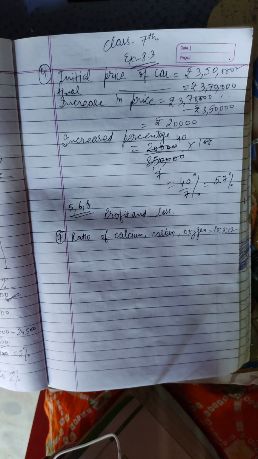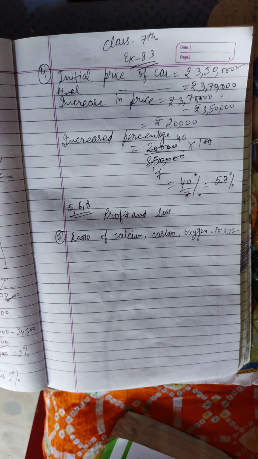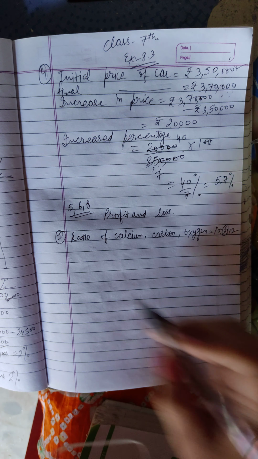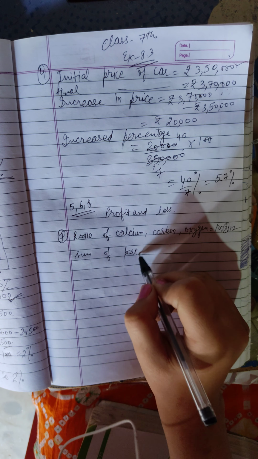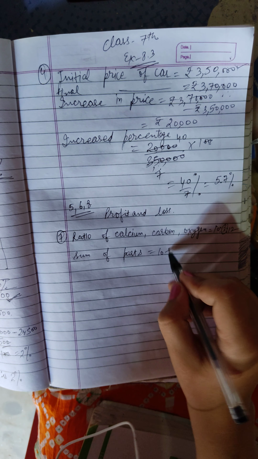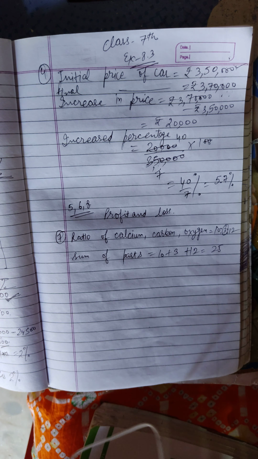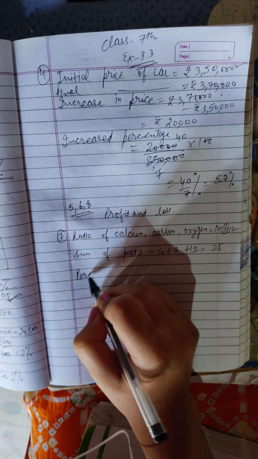Okay, now we have to find the percentage of carbon. This we have already done in the second part. We have to find the percentage for this ratio only. So firstly we will write here the sum of parts. Sum of parts is 10 plus 3 plus 12. So this is equal to 25.